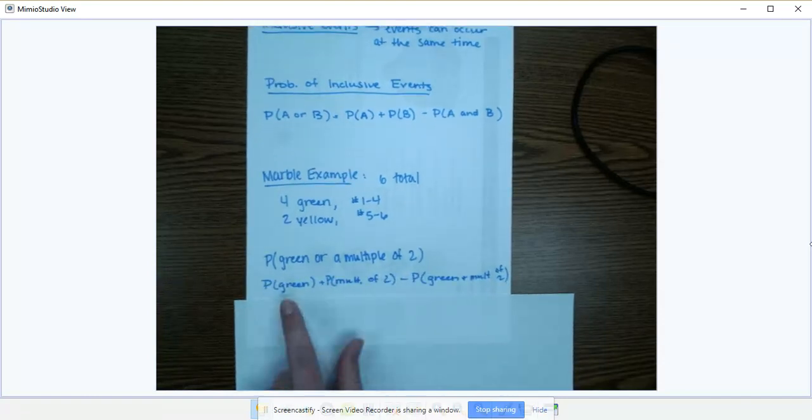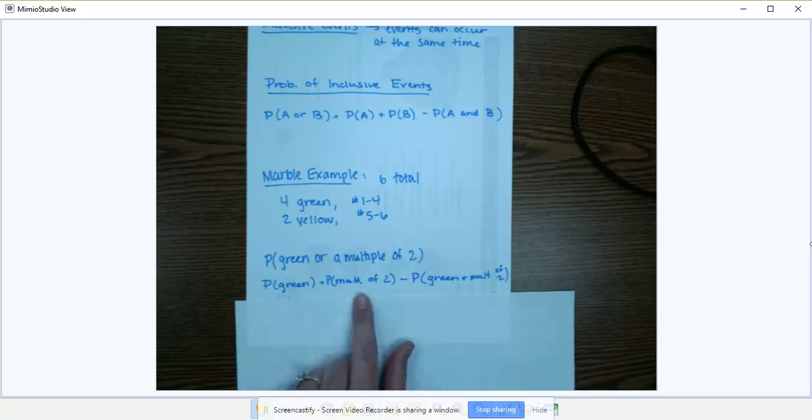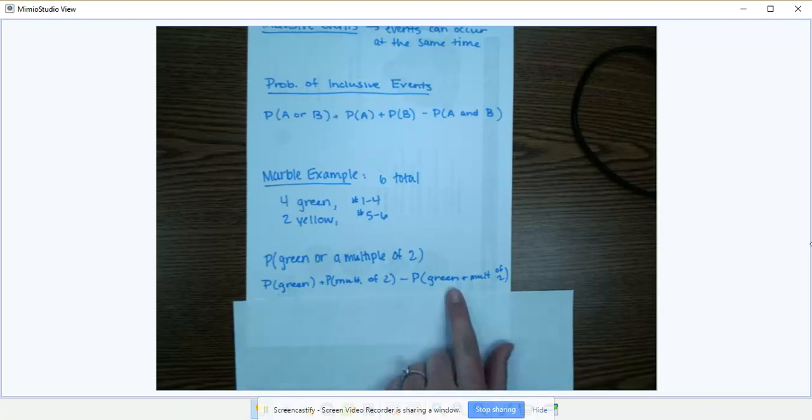So we split it into probability of green plus the probability of being a multiple of 2 minus the probability that it's green and a multiple of 2. We have to subtract this out because these events right here have been counted 2 times. So we have to subtract out one of those times.